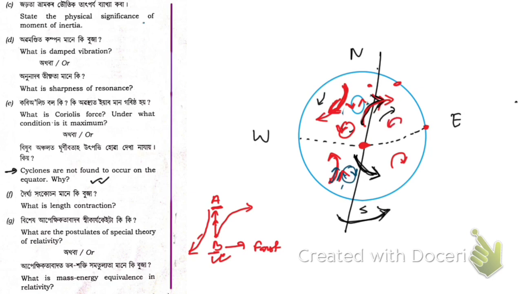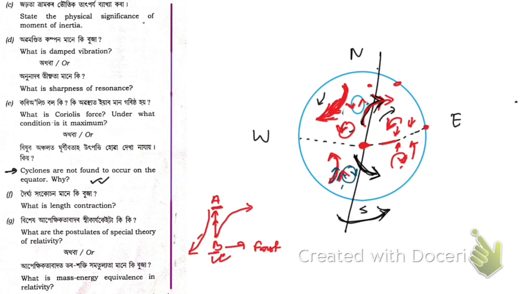So at the equator, what will happen? This effect becomes weaker when you come close to the equator. When you go from the equator towards the pole, this Coriolis effect occurs more effectively, right? And because of these two directions which are opposite, when these two come closer to the equator, they cancel each other, you can say like that. So that's why the Coriolis effect becomes weak at the equator. That's why cyclones are not found to occur at the equator.